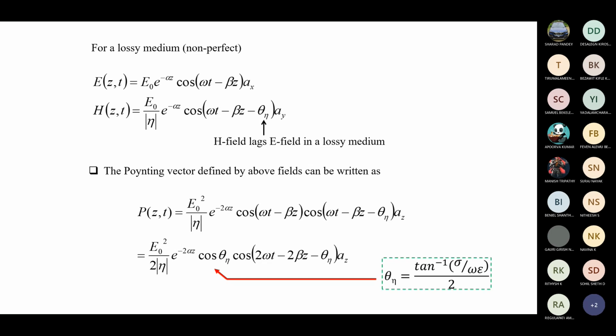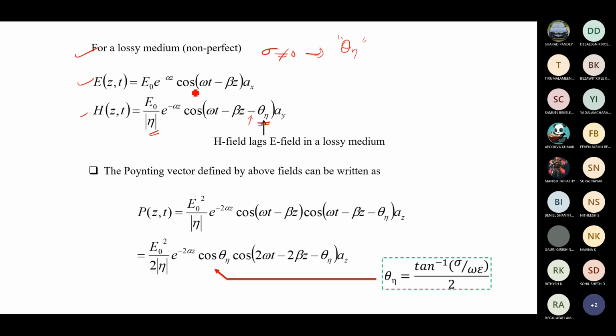But if the medium is not perfect, which means if it is a lossy medium, then the sigma is not equal to 0. If the sigma is not equal to 0, there is no big problem. Eta remains almost the same, but there will be existence of the phase term, and the phase term will affect the magnetic field. So if this is the electric field, then for the magnetic field, we will see that in the denominator, you will get the magnitude of eta. At the same time, another phase term will be added, and the negative sign indicates that the magnetic field lags the electric field, and this is actually happening because of the conductivity term.